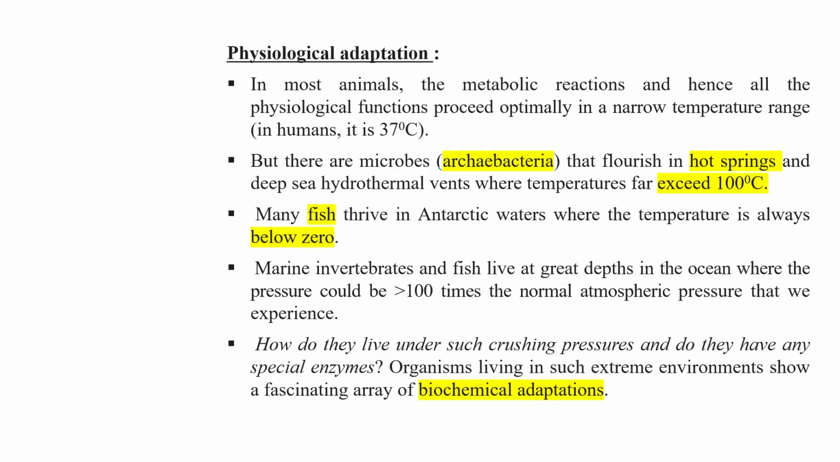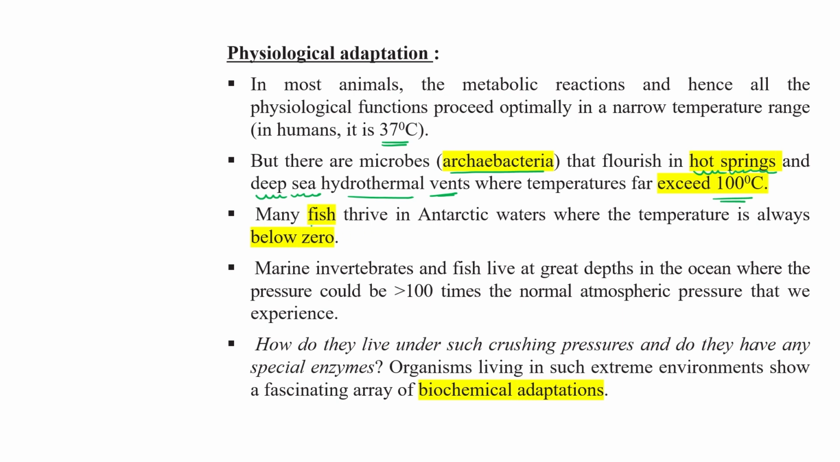Another example: in most animals, the metabolic reactions and hence all the physiological functions proceed optimally in a narrow temperature range, that is 37 degrees. But there are certain microbes like archaebacteria that are mainly found in hot springs, and some archaebacteria found in deep sea hydrothermal vents, where temperature far exceeds 100 degrees centigrade. So they adapt themselves to that particular temperature.